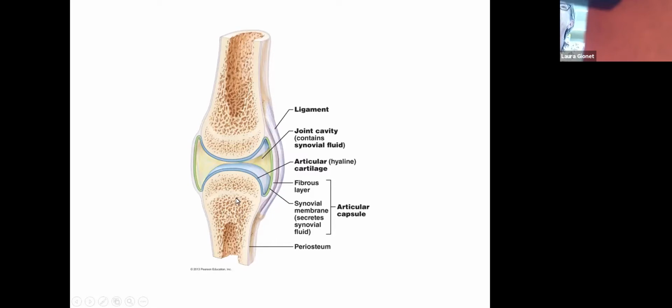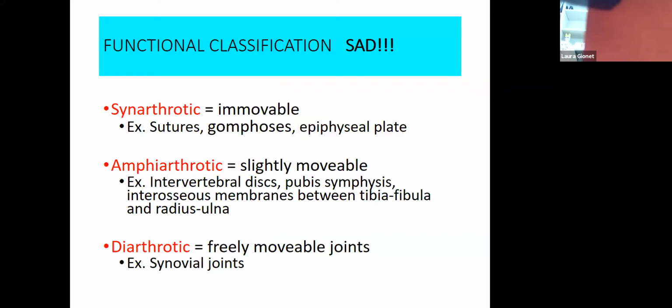But between them, what do we have? Well, we have the blue ends of bone. The blue generally indicates hyaline cartilage. And you see off to the sides in green, we have synovial membranes that secrete the synovial fluid within that whole cavity. And that imparts a lot of movement for a long, long period of time. So these types of joints will all be functionally classified as a diarthrotic joint.